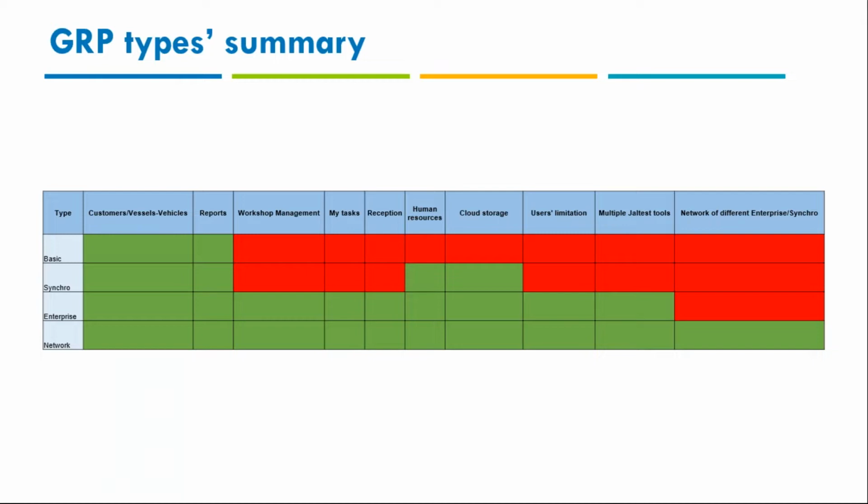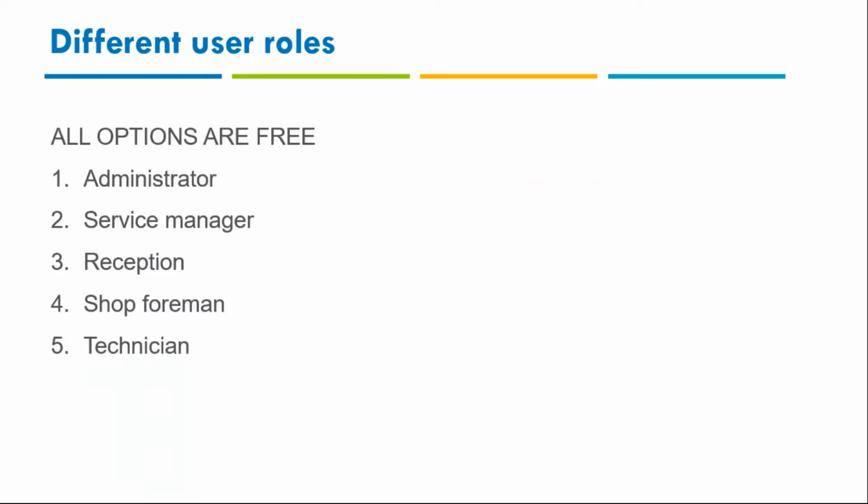Even if you're a big company with a management tool, but just being able to access client, vehicle, vessel list, reports, and creating different users, that's fantastic, and sharing all that information. And then network, well, it's pretty much everything. And if we have a group of enterprises and synchros, we can connect them in a network, and we can share the diagnostics and maintenance reports.